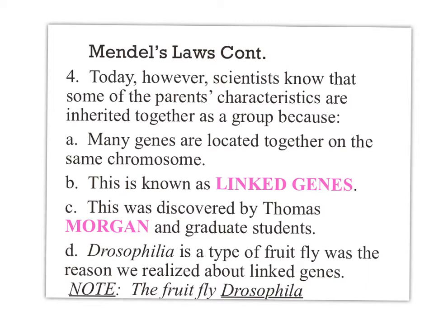So Drosophila, you see that word a lot. Drosophila is a fruit fly. And fruit flies are very commonly studied because their life cycle is extremely short. They usually have like a 24-hour life cycle. So the common fruit fly is extremely popular to study by geneticists, and that's why you see Drosophila so much in biology. So Thomas Morgan and his graduate students were studying the Drosophila, and they realized linked genes are a thing.